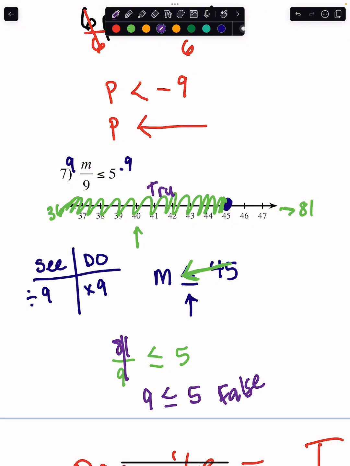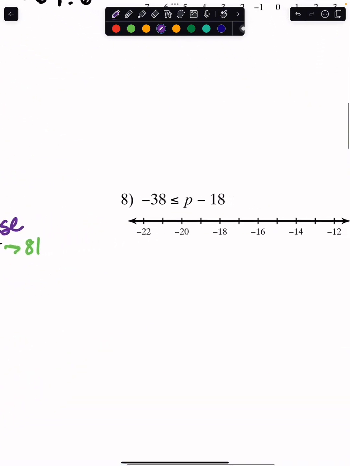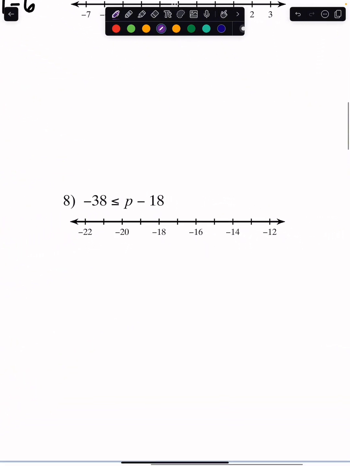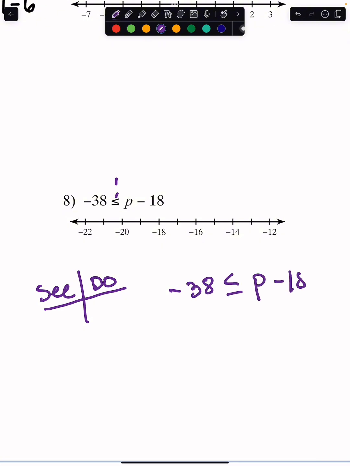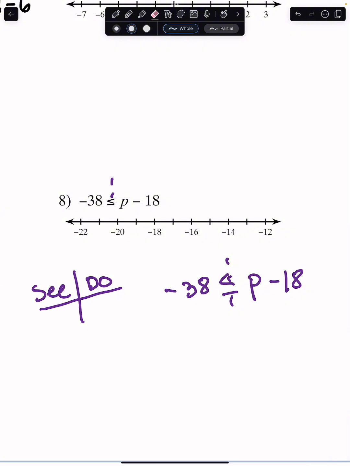Let's try again on this. Let's try this other one over here. Okay, remember, I'll just write it, negative 38. Now, the first thing I notice is that my P is on the opposite side. So what I'm going to do is start the problem off by flipping it. So I'm going to put the P minus 18 on the left. I'm going to put the negative 38 on the right.